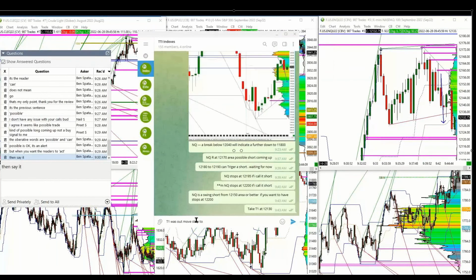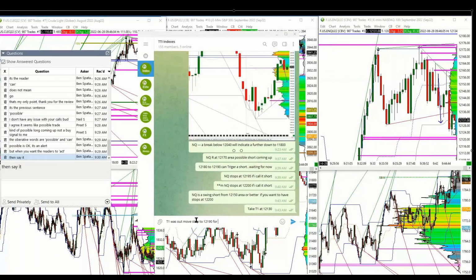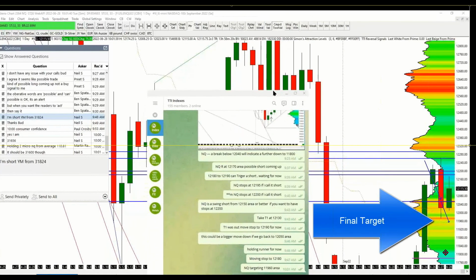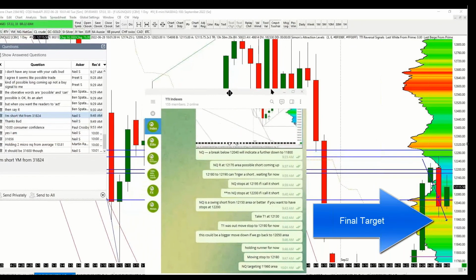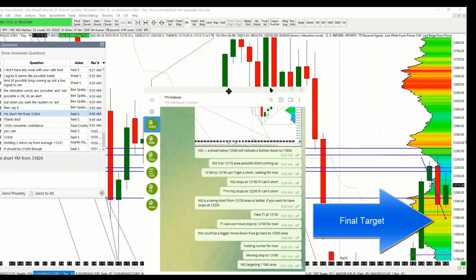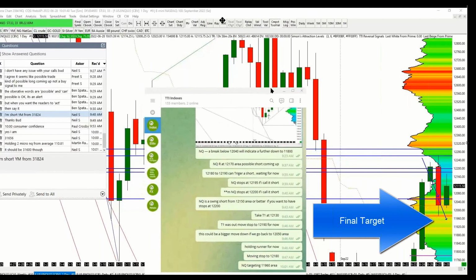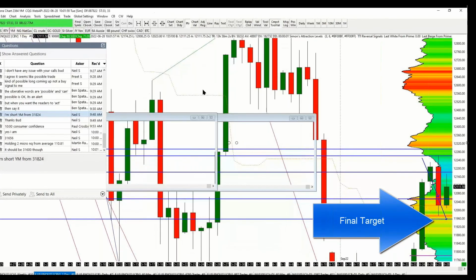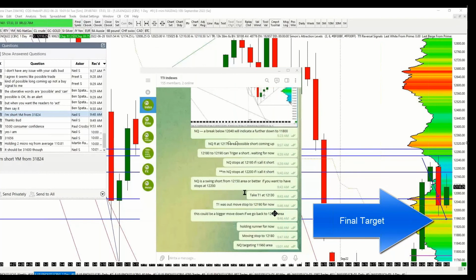T1 is out now. Move the stop loss. So the final target, at the bottom of the arrow, was about 800 ticks, just the final target. 800 ticks. Watch this. NQ targeting, see? NQ targeting 11960. That comes from volume profile and my SAL indicator.